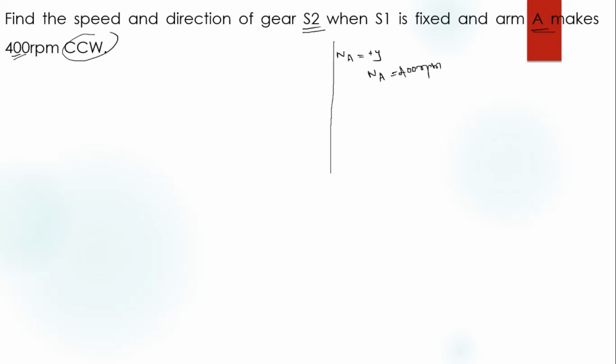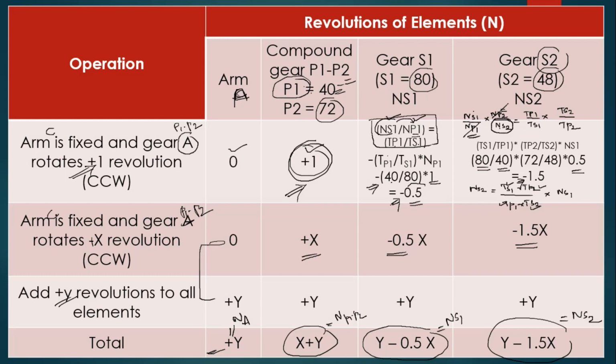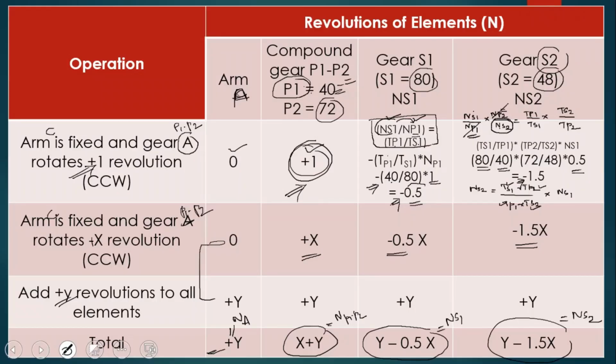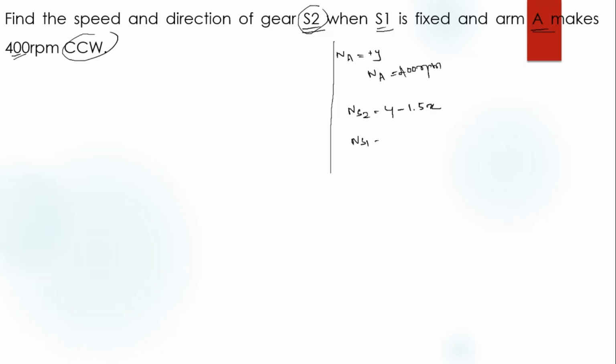Right. Then we need to find S2 when S1 is fixed. What is the formula for S2? NS2 is equal to y minus 1.5 x, clear. Then NS1 is equal to y minus 0.5 x, right. So we need to find this when S1 is fixed. Here y is a known value, but x we do not know, so we have to find x. For that take this equation, because they gave S1 equal to 0, so 0 is equal to y minus 0.5 x.